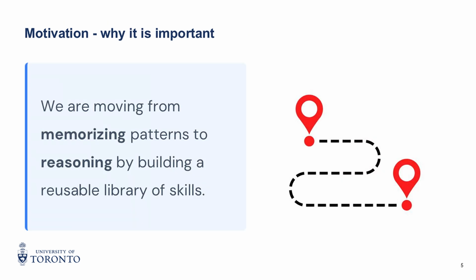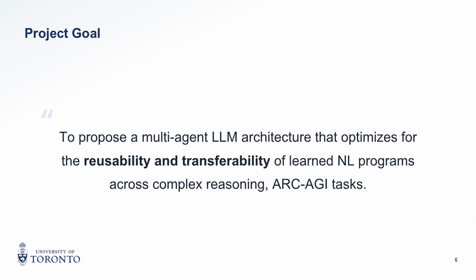So why is this project important? We are trying to move from just memorizing patterns to reasoning by building a reusable library of skills. With all this known, our project goal is to propose a multi-agent large language model architecture that optimizes for the reusability and transferability of learned natural language programs across complex reasoning, the ARC-AGI tasks we have.